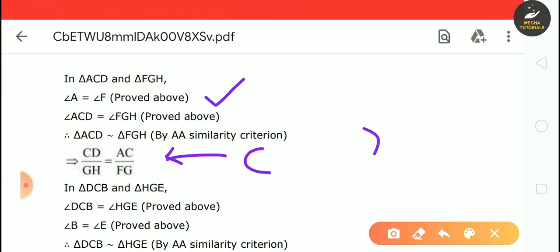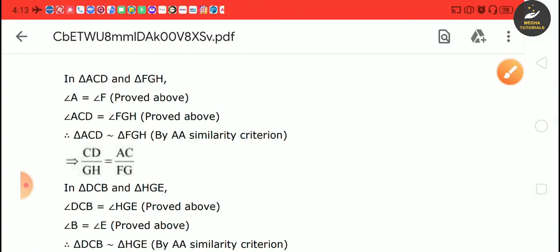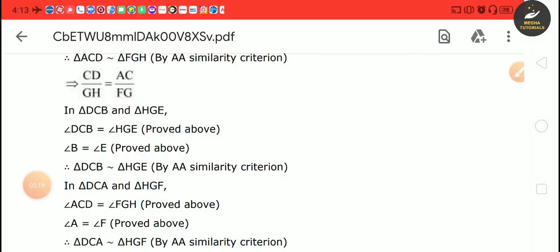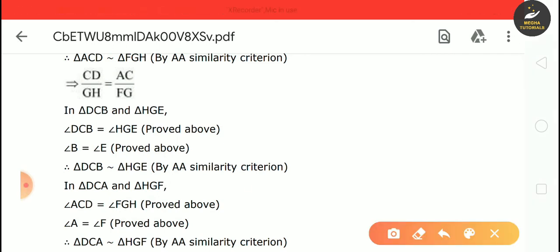Then in triangle DCB and triangle HGE, angle DCB is equal to angle HGE using angle bisector, and angle B is equal to angle E, that is because the two triangles are similar. Therefore triangle DCB is similar with triangle HGE using AA similarity test. Then in triangle DCA and triangle HGF, angle ACD is equal to angle FGH and angle A is equal to angle F. Therefore triangle DCA is similar with triangle HGF by AA test of similarity. So this is the final proof.